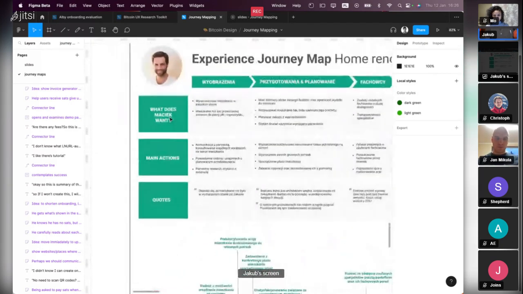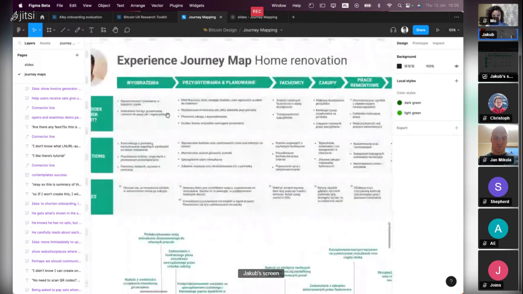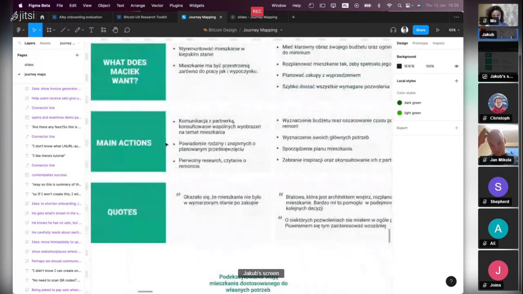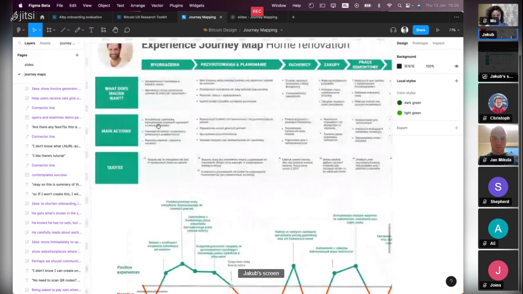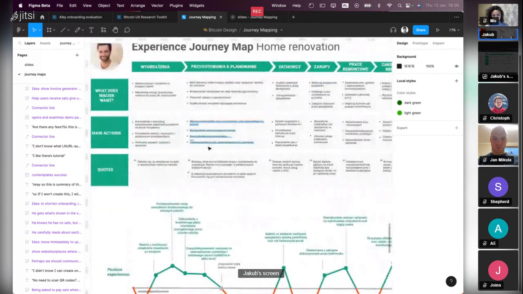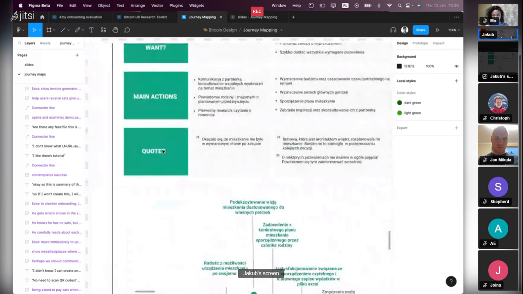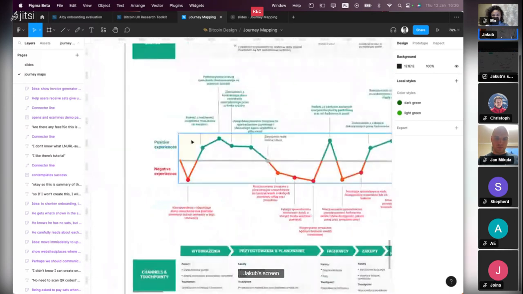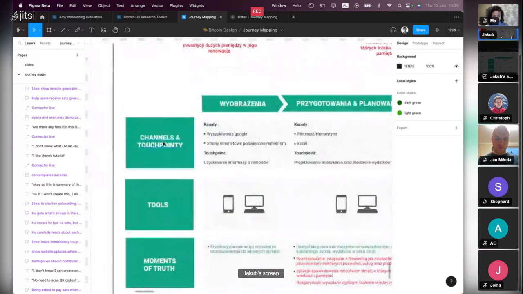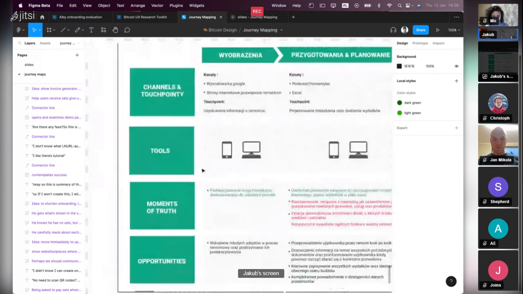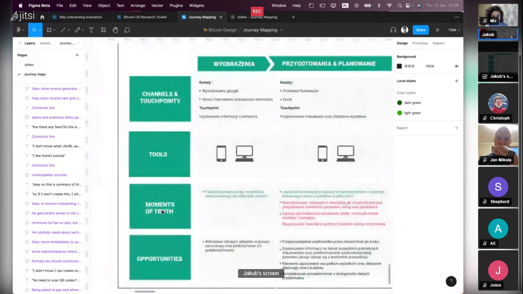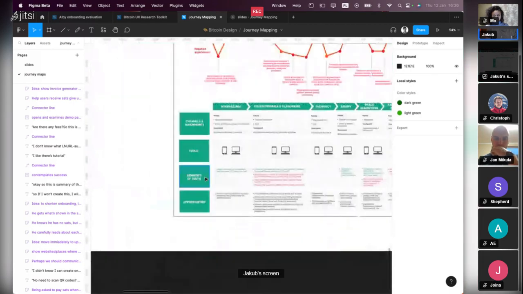Yeah, and the categories: these are, in every phase, the goals of that phase, main actions that were common during that phase, quotes, emotional lane, and channels and touch points, tools they used, moments of truth, and opportunities.